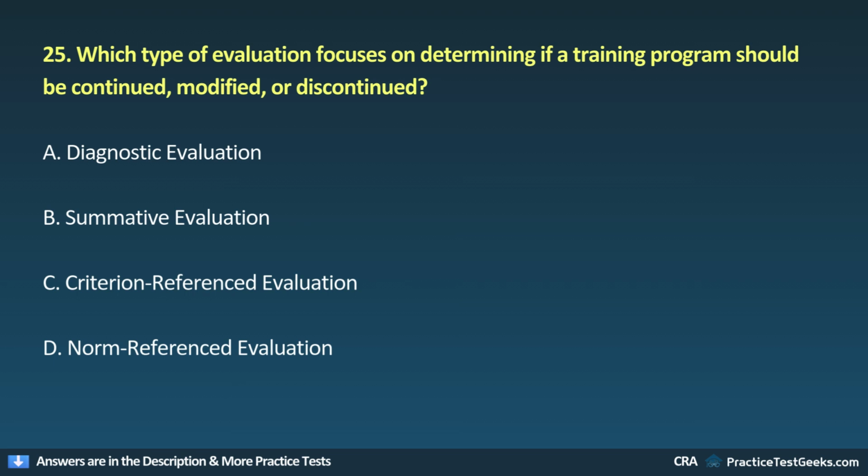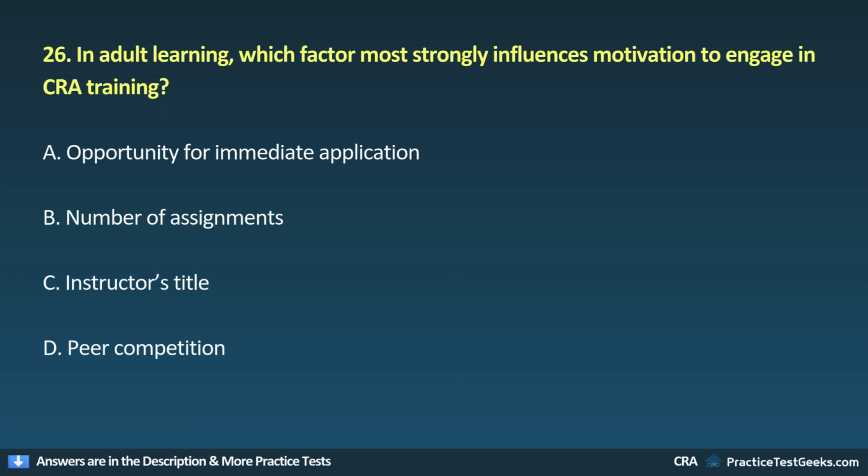25. Which type of evaluation focuses on determining if a training program should be continued, modified, or discontinued? A. Diagnostic evaluation. B. Summative evaluation. C. Criterion-referenced evaluation. D. Norm-referenced evaluation.